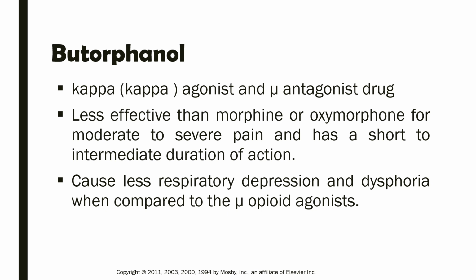We also have butorphanol. Butorphanol is an agonist to the kappa receptor and a mu antagonist drug. It is less effective than morphine or oxymorphone for moderate to severe pain and has a short to intermediate duration of action. While its efficacy as a sedative seems to vary, it is thought to cause less respiratory depression and dysphoria compared to the other mu opioid agonists.